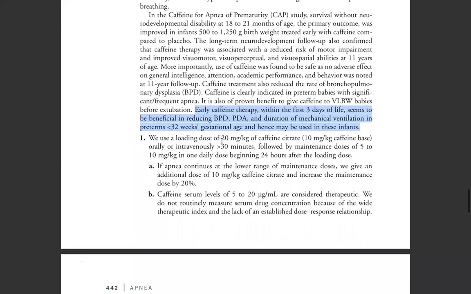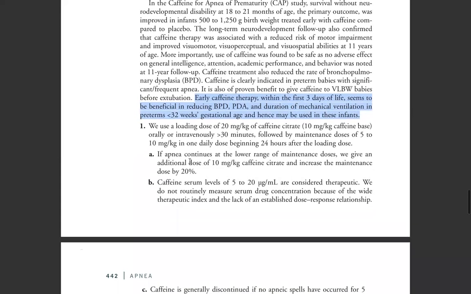What is the dose of caffeine? 20 mg per kg loading, followed by 5 to 10 mg per kg maintenance. If the apnea continues even after this, you may give an additional loading dose of 10 mg per kg and increase the maintenance by 20%.